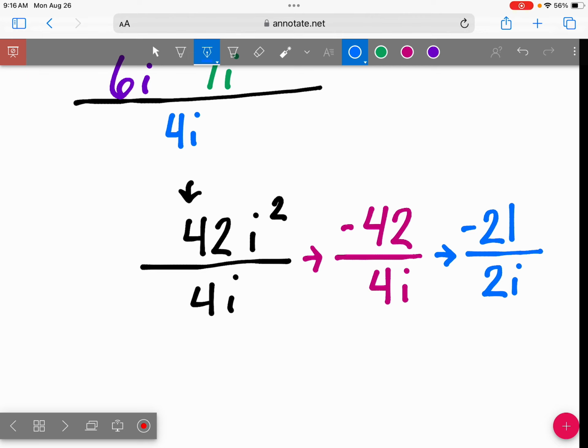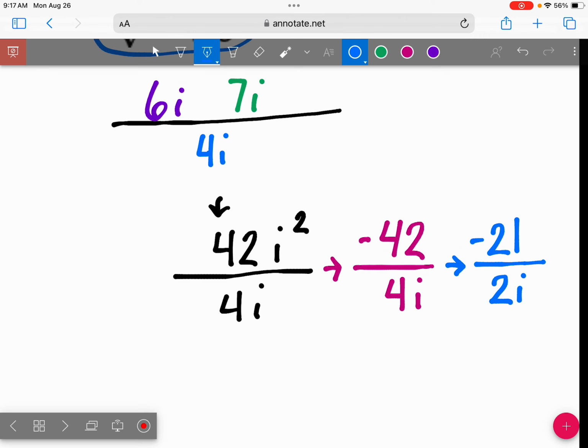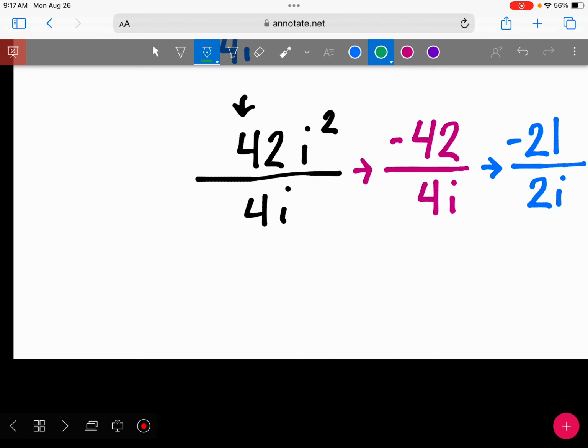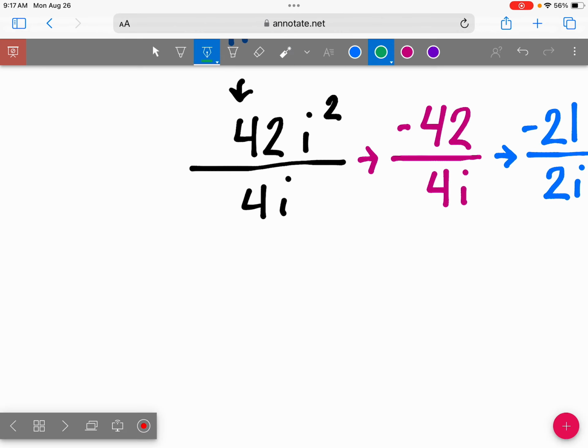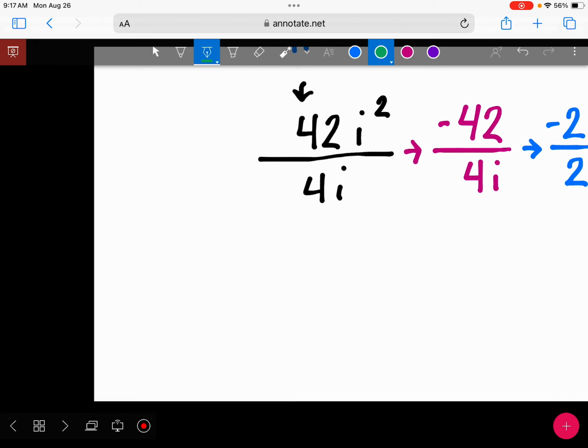Do we have a radical in our denominator? Yes, we do, because i is made up of the square root of -1, right? So we have to rationalize this, meaning I need to get the radical out of my denominator. So we're going to take this fraction and we need to multiply it by something that's going to make that i no longer be in the denominator.